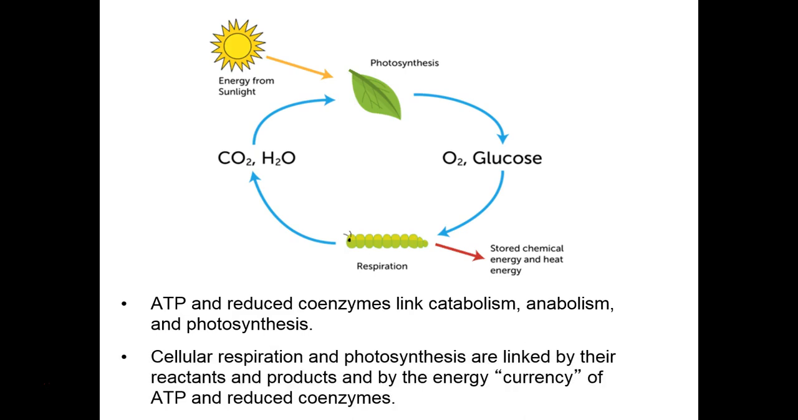ATP and reduced coenzymes link the catabolism and anabolism in cellular respiration with photosynthesis, as we will see in a little bit. Photosynthesis and cellular respiration are linked by their reactants and products.